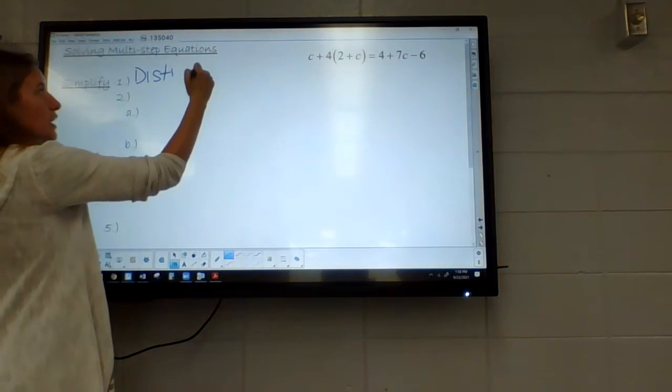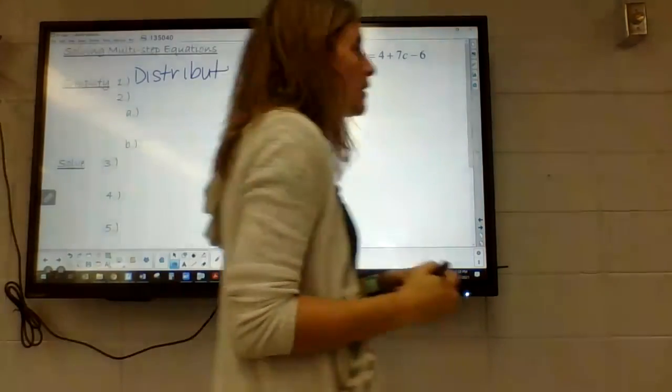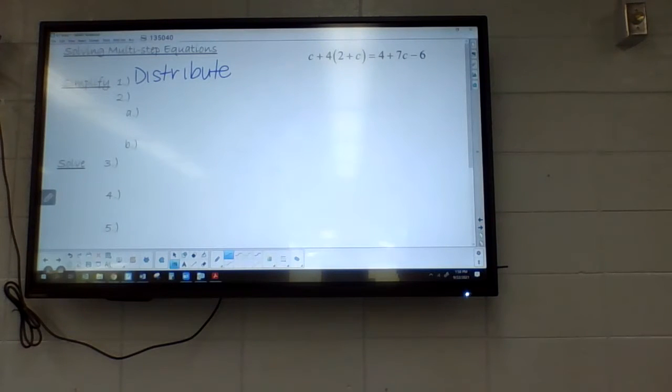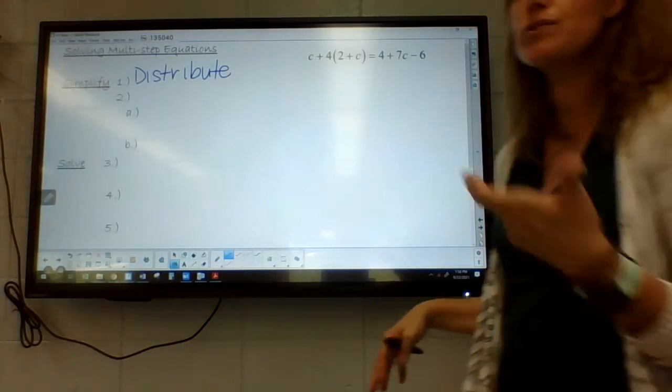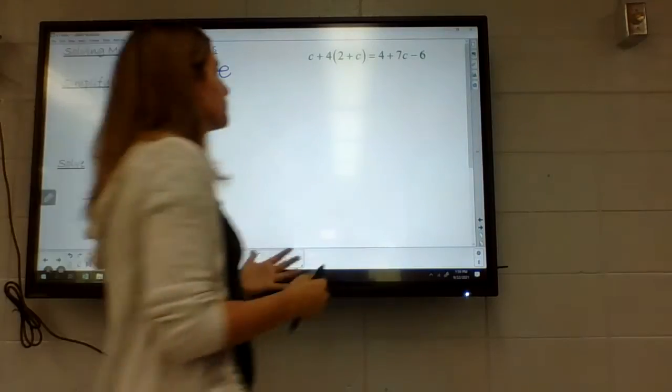Just like we did yesterday, we're going to start by distributing. If we're able to, we're going to distribute first. So that's going to be our very first step. Sometimes you won't have to do this step. Just like your parents give you a list of chores you need to do and it says make your bed and you're like, already done, so you just check that off. In this case, we have to distribute.